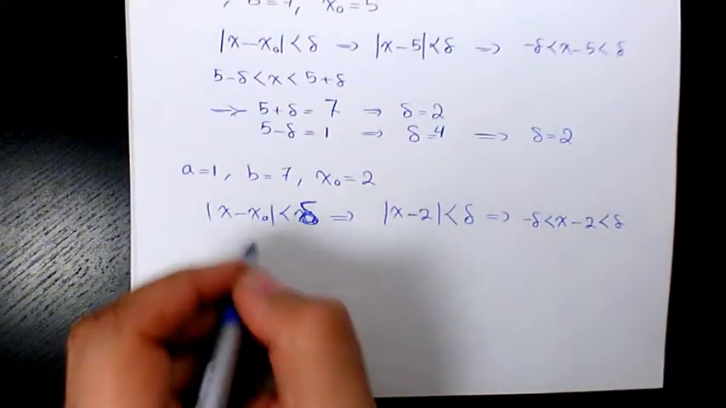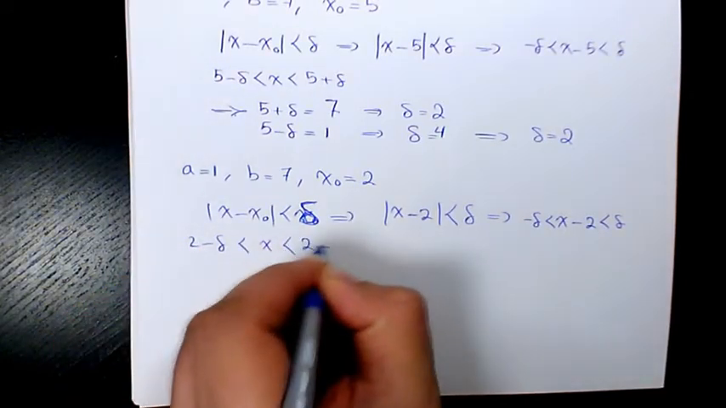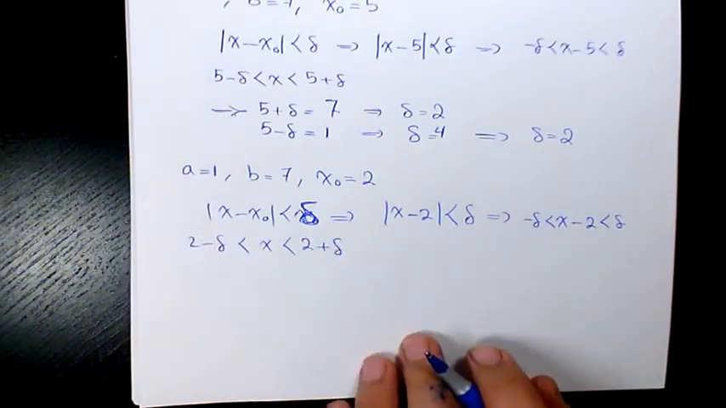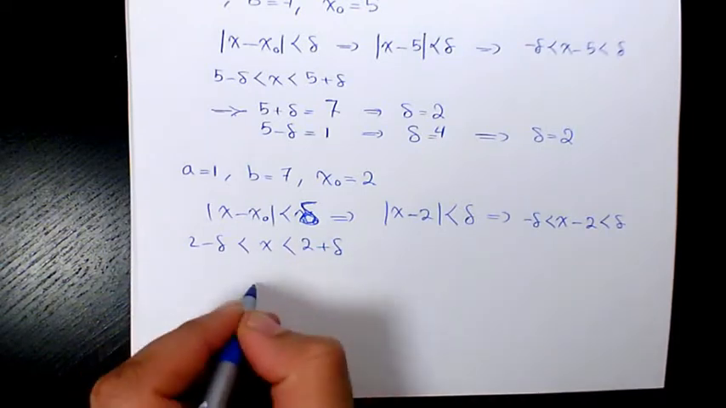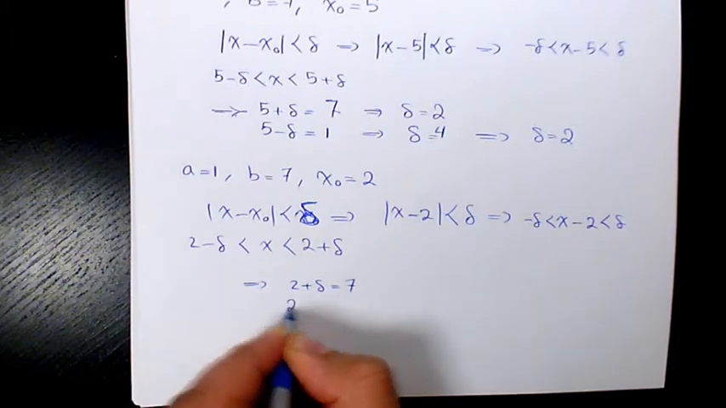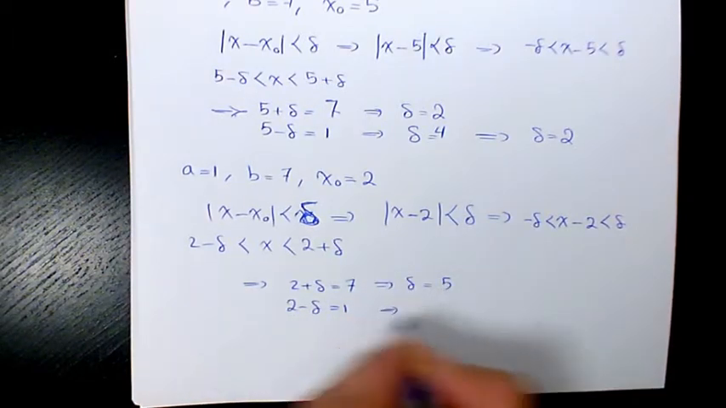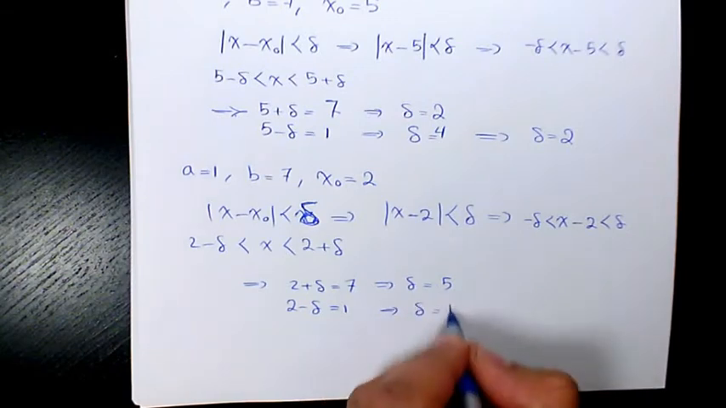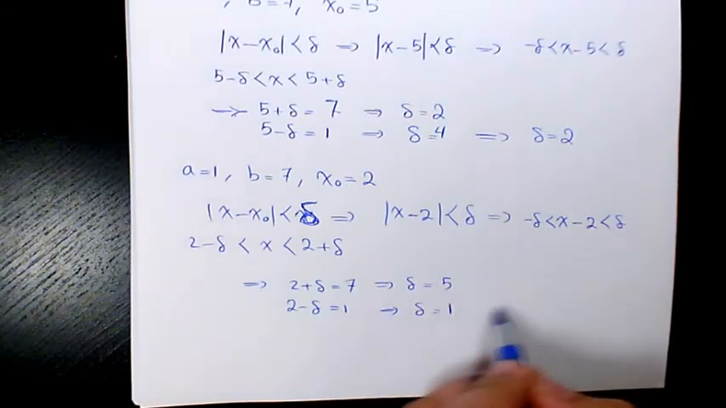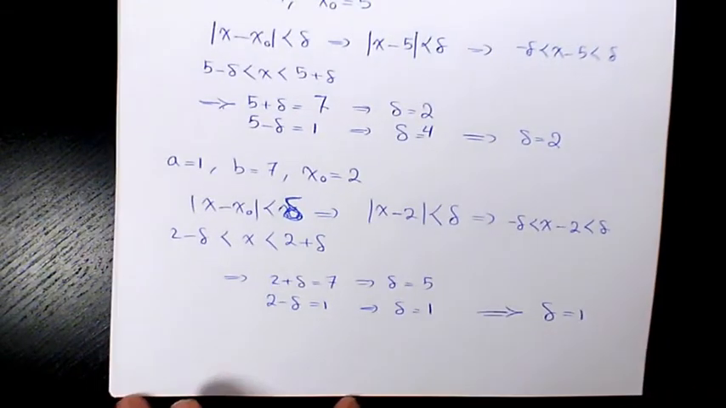Then we add 2 to each side. It's going to be 2 minus delta, x, 2 plus delta. Now 2 plus delta is supposed to be 7, and 2 minus delta is supposed to be 1. So delta is 5 in one case, and the other one is going to be 1. So the smaller value is 1, so that's going to be the acceptable one.